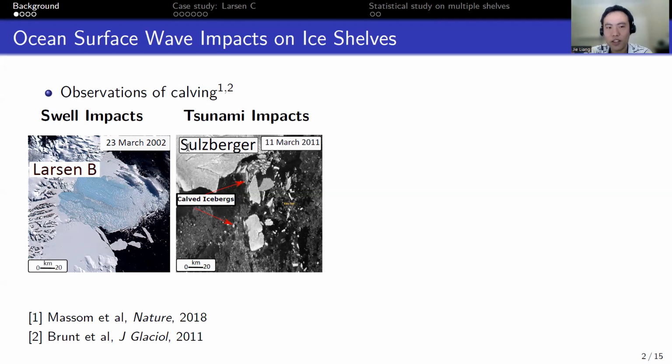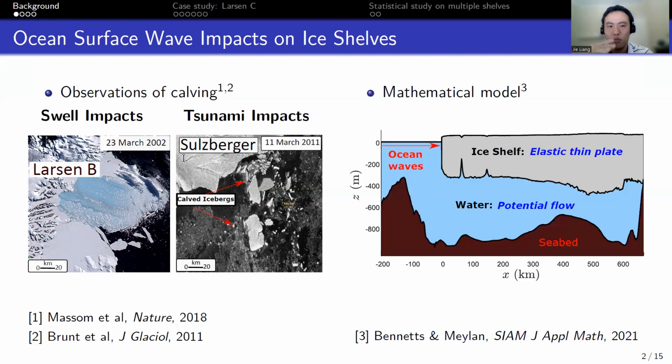Recently, scientists and mathematicians have been trying to develop models to analyze the interaction between ocean waves and the ice shelf. This is one of the examples. In these mathematical models, ocean waves come in and they model the ice shelf flexure as an elastic thin plate, coupled with the water motion, which is modeled as a linear potential flow. And recently we have validated our model results with the measurements conducted on the Ross ice shelf.